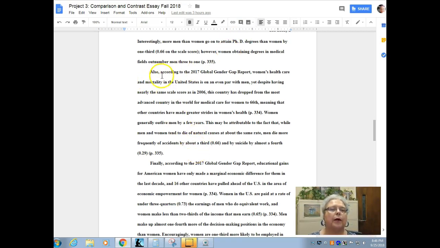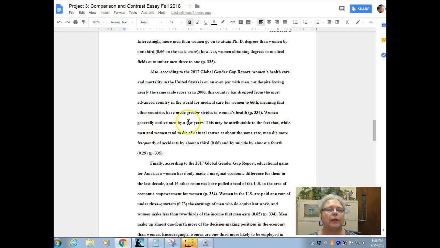Here's the second paragraph. Also, according to the 2017 Global Gender Gap Report, women's health care and mortality in the United States is on an even par with men, yet despite having nearly the same score as in 2006, this country has dropped from the most advanced in the world for medical care for women to 66, meaning that other countries have made greater strides in women's health than we have. So that's why we've dropped so far down on the scale.